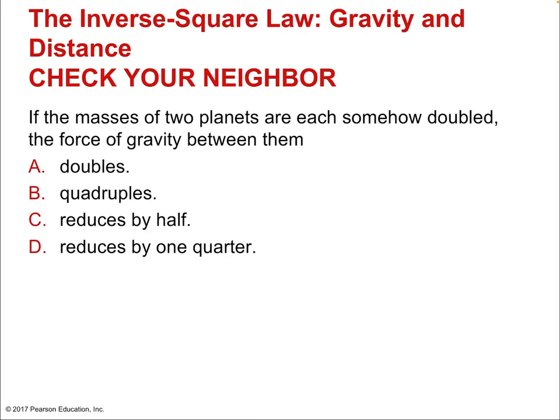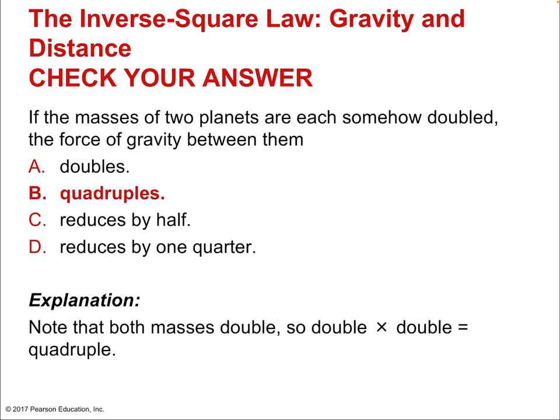So the masses of two planets are each somehow doubled through magic, I suppose. The forces of gravity between them would what? So we have both masses doubling. What would the new force of gravity be? Think about the equation. The equation says it's G m1 m2 over d squared. In this case, we're changing both m1 and m2. It would quadruple because we'd have 2 times 2, which means we end up with a 4 in the numerator.